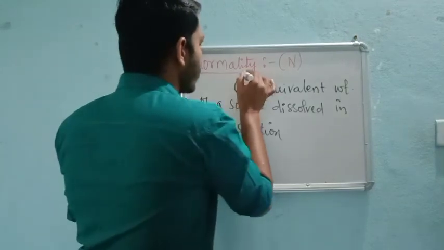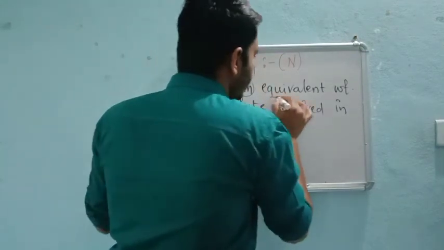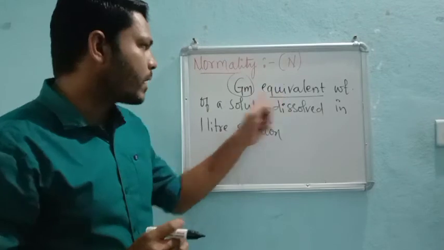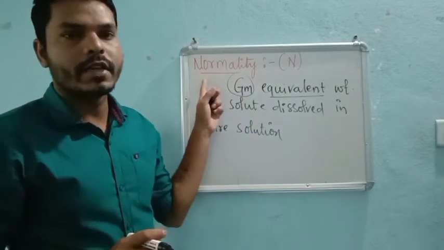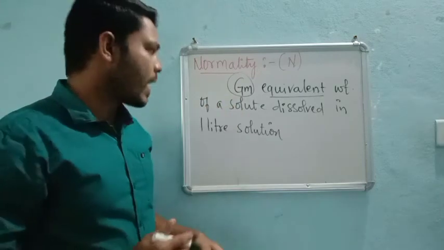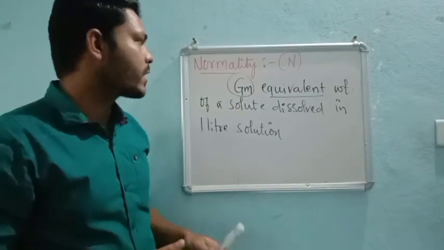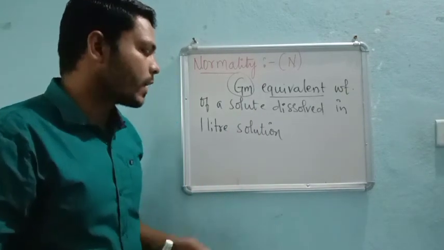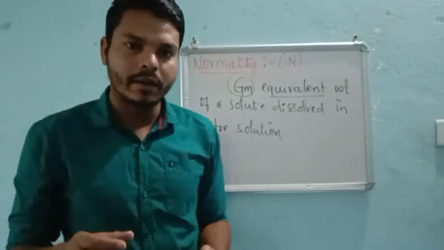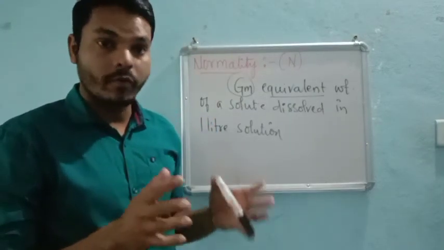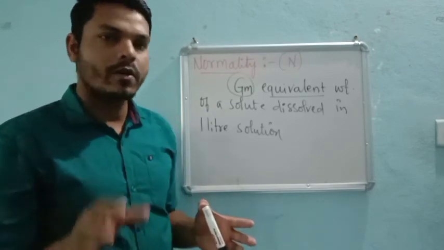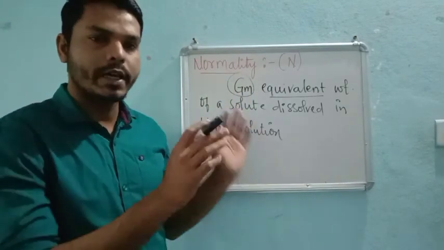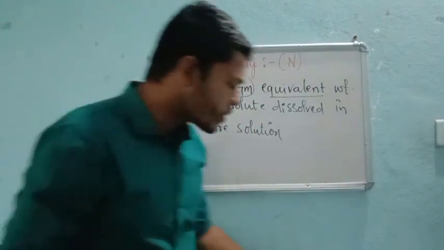For that we have to stop our normality here itself, and first we need to see what is gram equivalent weight. After knowing gram equivalent weight only can we understand what normality is, right? So we will discuss gram equivalent weight in the next class, and the mole fraction. After completion of this, our topic is almost complete, with the revised syllabus, right? In the revised syllabus, some of the concepts are removed.